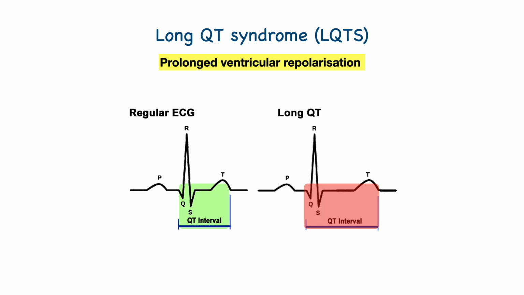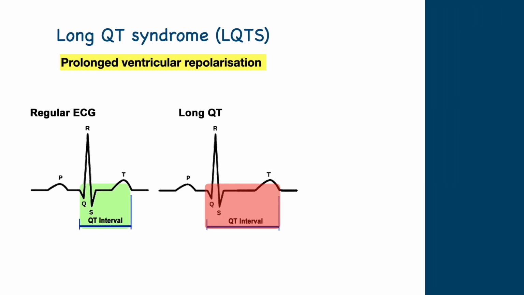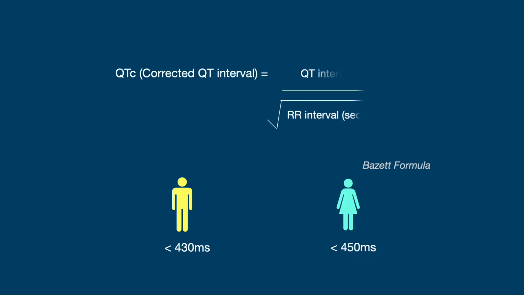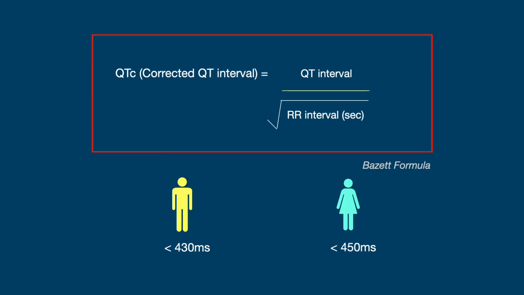It is important to recognize as it may lead to ventricular tachycardia or torsade de pointes and can therefore cause collapse or sudden death. A normal corrected QT interval is less than 430 milliseconds in males and 450 milliseconds in females. The QT interval is corrected in calculation because the length of the interval may vary according to the heart rate of the person. The Bazett's formula is used to calculate the corrected QT interval.